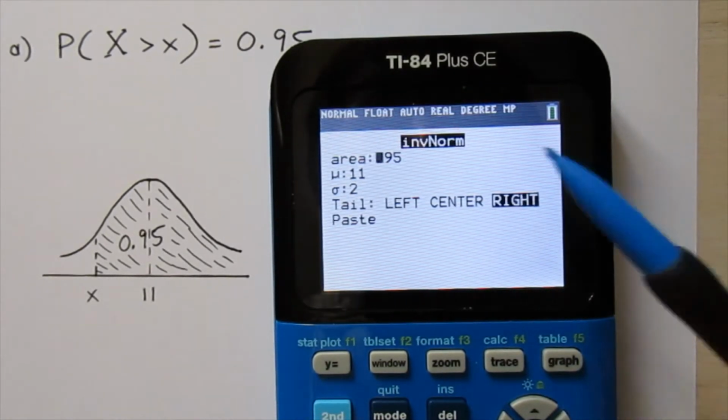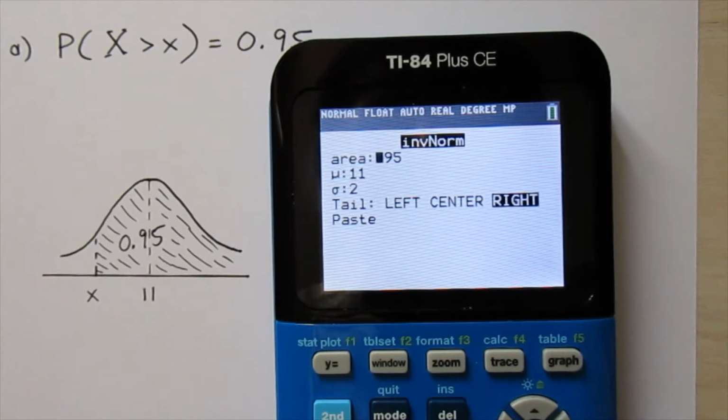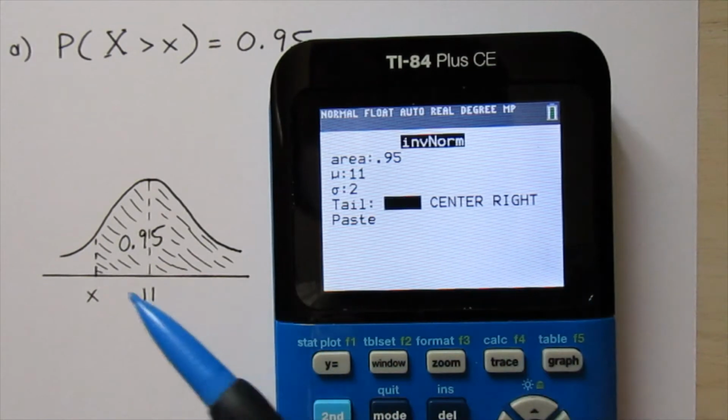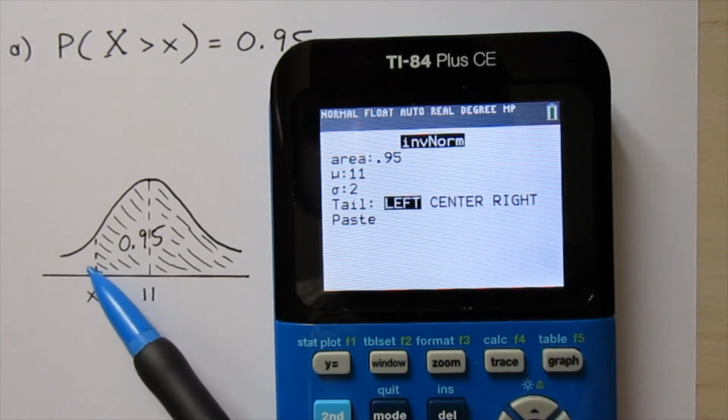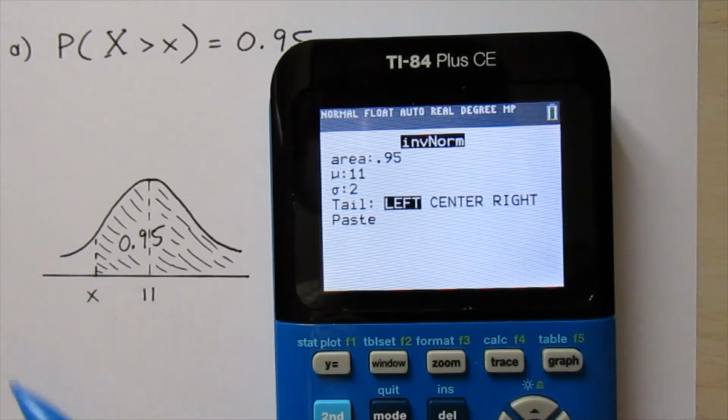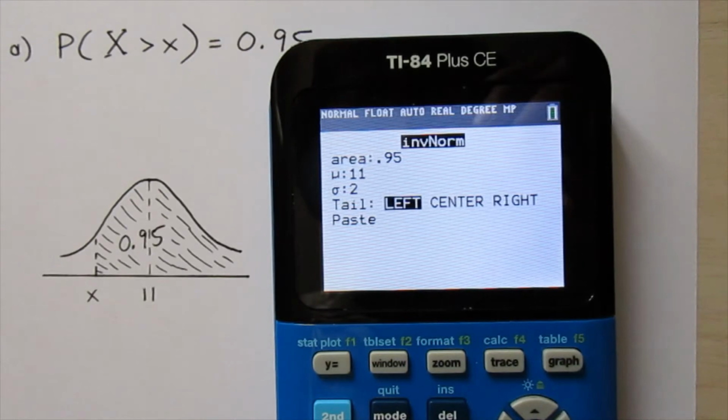Some of the old TI-84s don't give you the option of tail. It doesn't give you the option left, center, or right. So if you have one of the older calculators, by default, it would be the left. You can only choose left. So if you're using one of the older calculators, what would be the left tail in this case? It would be the area, this white area over here, which is 0.05. So be aware of that if you're using one of the older TI-84 calculators.